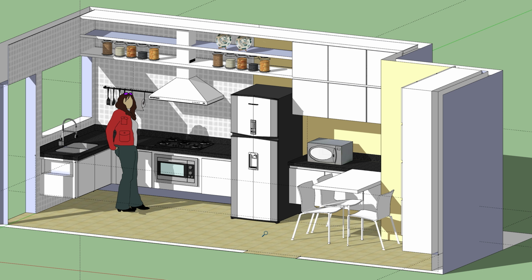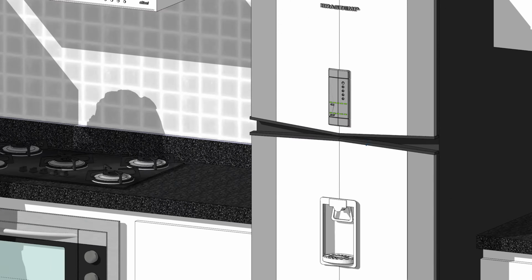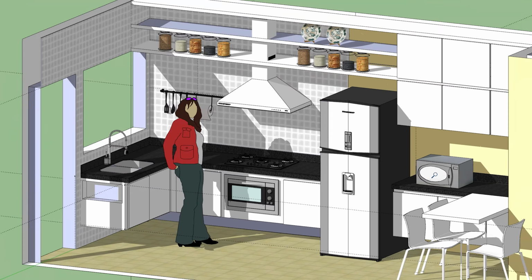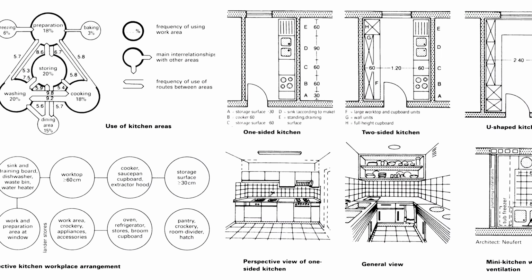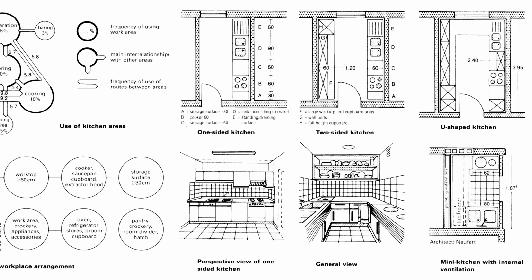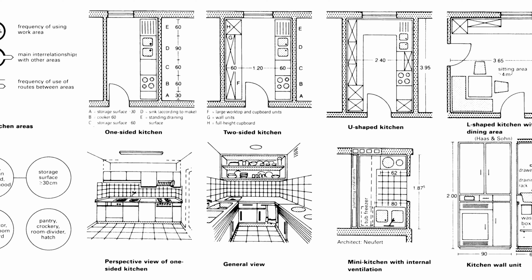A kitchen layout is the arrangement of the key elements in your kitchen, like the countertops, sink, stove, refrigerator, appliances, cabinets, and storage spaces. The layout defines how these elements are positioned in relation to each other, impacting not just the functionality, but also the workflow and aesthetics of the space.